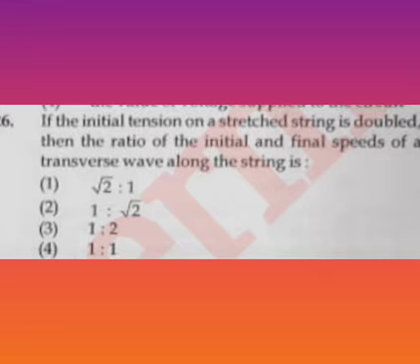Question number 26. If the initial tension on a stretched string is doubled, then the ratio of the initial and final speed of a transverse wave along the string is: option 1, root 2 ratio 1; option 2, 1 ratio root 2; option 3, 1 ratio 2; option 4, 1 ratio 1. The correct answer of this question is option 2, 1 ratio root 2.